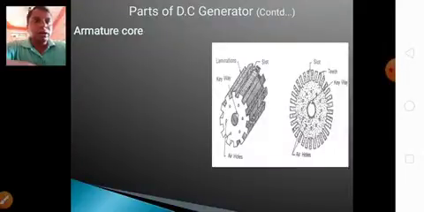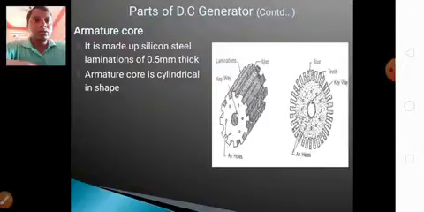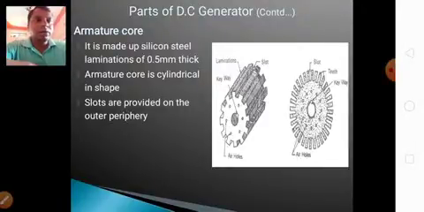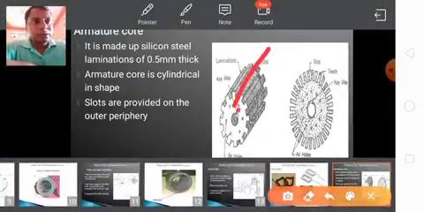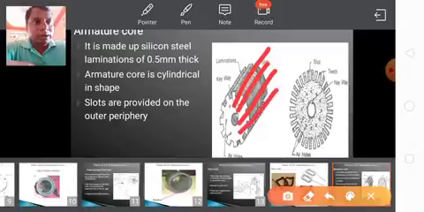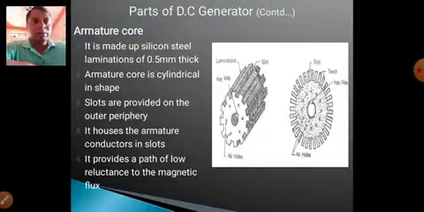Armature, right? The armature core is made up of silicon steel laminations of 0.5 mm thickness. The armature core is cylindrical in shape. Slots are provided on the outer periphery. These are the different slots, provided for placing the winding. It houses the armature conductors in the slots. It provides a path of low reluctance to the magnetic flux.